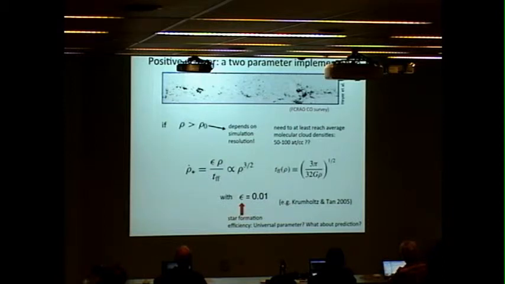And so basically, you could argue that you need to at least reach an average molecular cloud density, like 50 or 100 atoms per cc, for this threshold to be realistic for star formation. And then you apply the simple Schmidt law with an efficiency of about 1%. So what you are assuming, in effect, is that the star formation efficiency, so the amount of stars that you form per free-fall time, is a universal parameter.